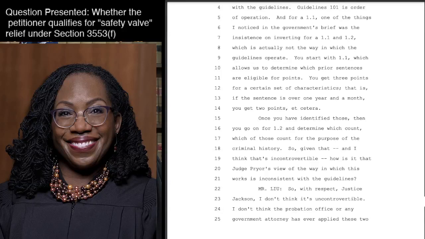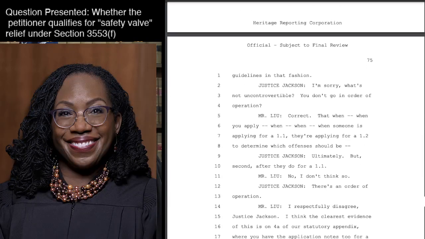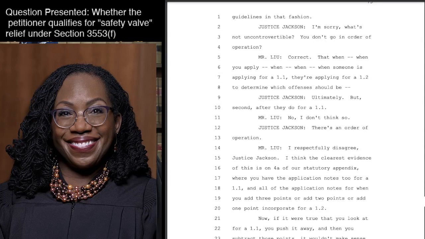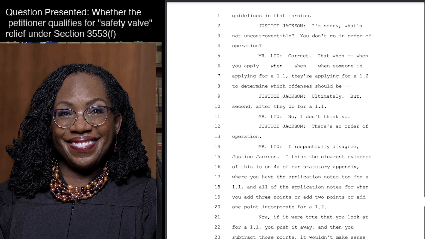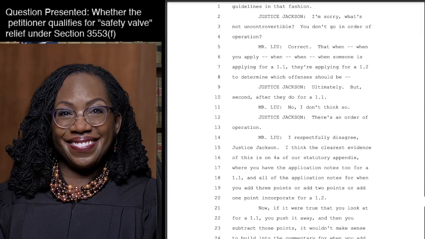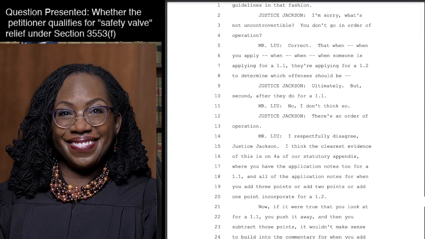So with respect, Justice Jackson, I don't think it's incontrovertible. I don't think the probation office or any government attorney has ever applied these two guidelines in that fashion. What's not uncontroversial? You don't go in order of operation? Correct. That when someone is applying 4A1.1, they're applying 4A1.2 to determine which offenses should be counted, but second, after they do 4A1.1. No, I don't think so. I respectfully disagree, Justice Jackson.